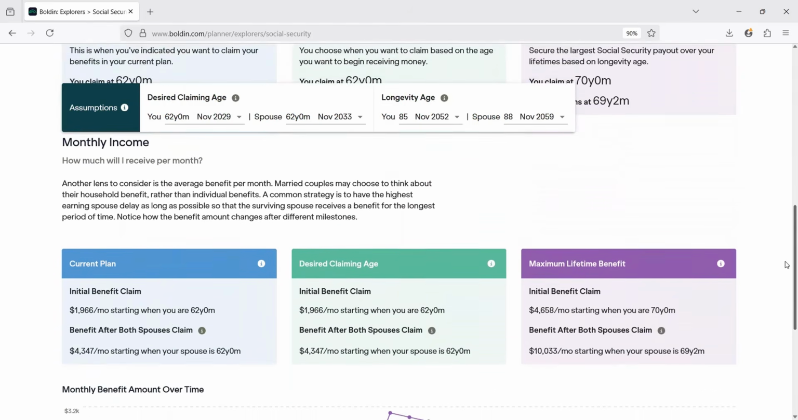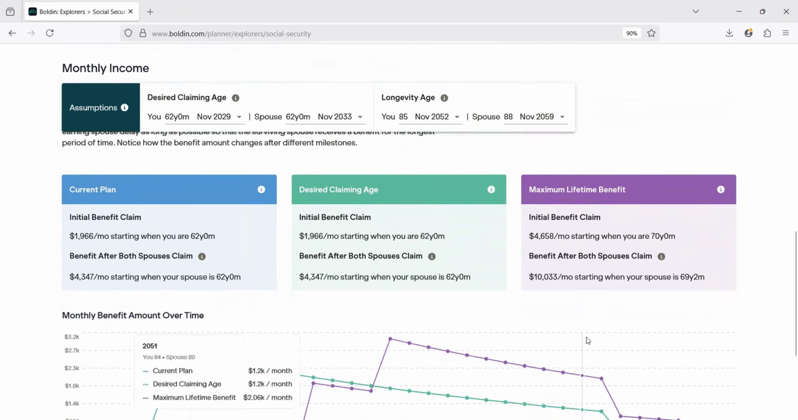But let's look at our monthly income. So these, of course, are the same. So let's just look at the desired claiming age. You can see your initial benefit claim is 1966 versus, waiting until you're 70, and 4658 will be the initial benefit claim for the one person. The total benefit after both spouses are claiming, you've got 4347, which will cover expenses. Remember, your Social Security will be indexed. So this is in today's dollars. It will be indexed, and your expenses will be indexed. So we're just using today's dollars for now.